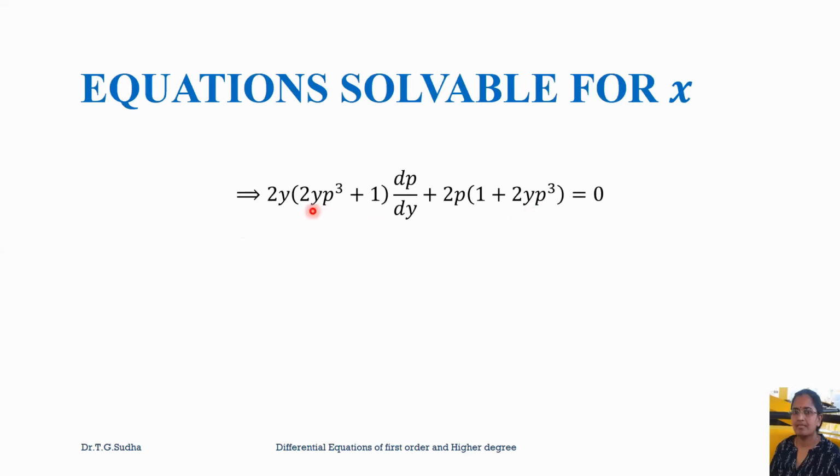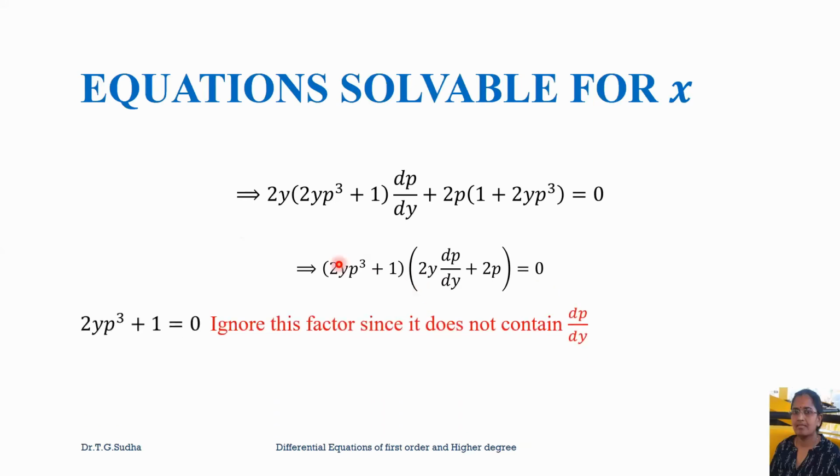Here let us take this (2y p cube plus 1) common. So we obtain (2y p cube plus 1) into (2y dp by dy plus 2p) equal to 0. Here each factor is equated to 0. So let us equate the first factor to 0. So we get 2y p cube plus 1 equal to 0. We are going to ignore this factor since it doesn't contain dp by dy. So we choose the second factor, that is 2y dp by dy plus 2p equal to 0.